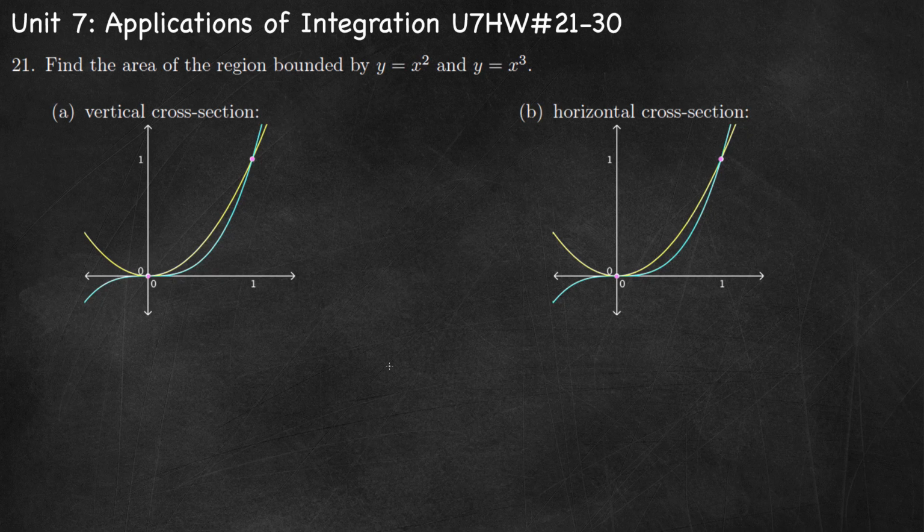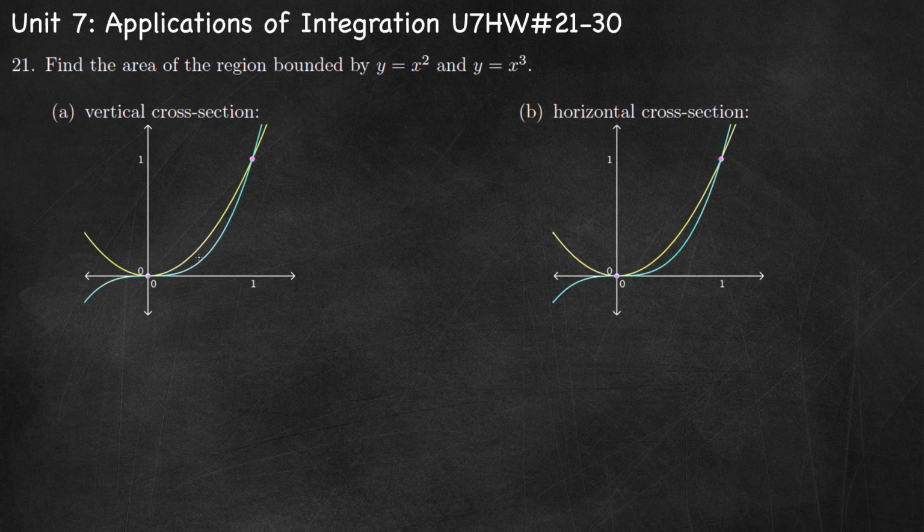Hello, in this video we'll be working through Unit 7 homework problems 21 through 30. For number 21, we're asked to find the area of the region bounded by y equals x squared and y equals x cubed. So we're given the graphs and we're asked to do this two different ways, one using a vertical cross-section and once using a horizontal cross-section. But the area of the region won't change, so we should get the same answer either way we set this up. In part A, we're going to use a vertical cross-section.